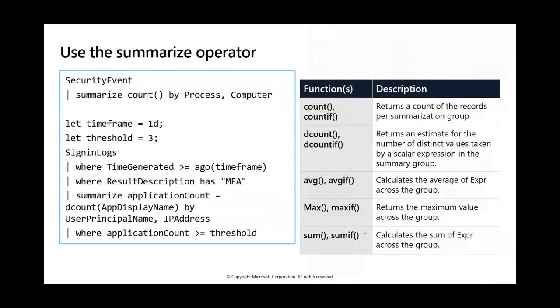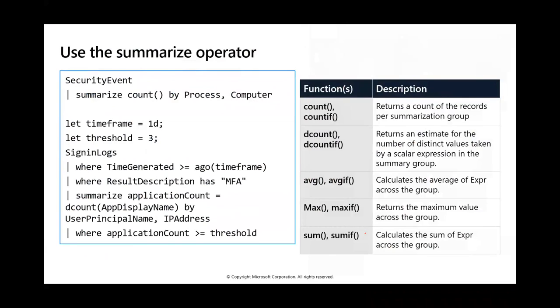The count operator, with its variations, will create a new column with calculated results for the specified fields. For example, the following statement that we are looking at as the example on the left is a rule that will help us to detect some MFA, multi-factor authentication failures across multiple applications for the same account.